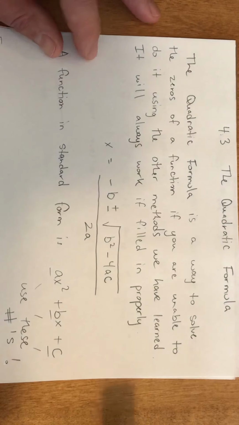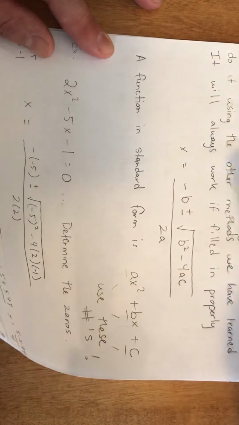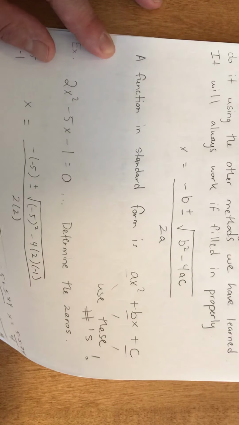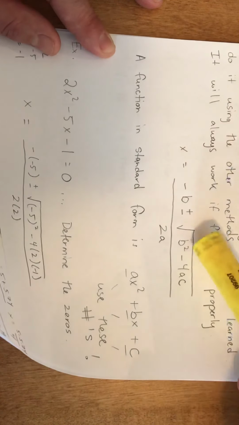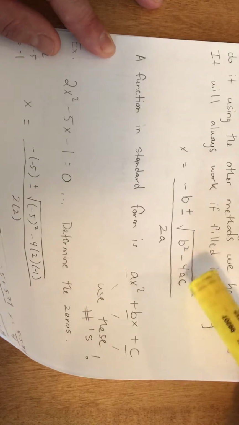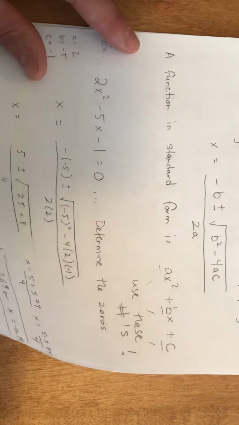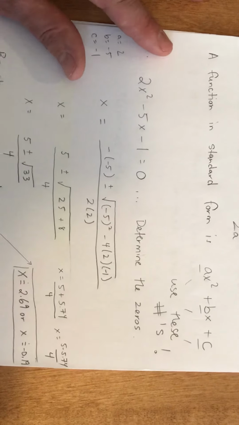The formula looks a little complicated, but it's pretty straightforward, okay? So the x values, or the values of zero, and sometimes there's more than one, can be found if you do negative b plus or minus the square root of b squared minus 4ac, divided by 2a. Okay, so that's what the formula says. It looks kind of complicated, but once you put it into practice, it's pretty straightforward.